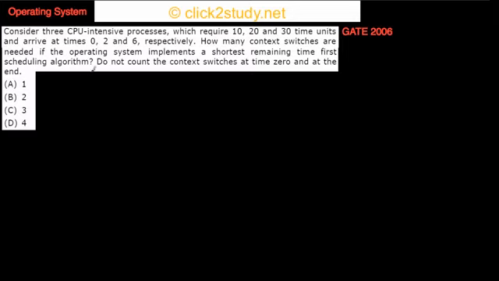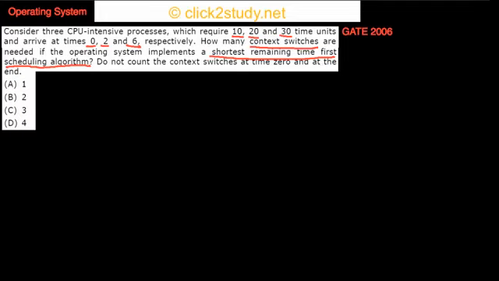Okay, so let's look at this problem from operating systems. Consider three CPU intensive processes which require 10, 20 and 30 time units, and they arrive at times 0, 2 and 6 respectively. How many context switches are needed if the operating system implements a shortest remaining time first scheduling algorithm? Do not count the context switches at time 0 and at the end.